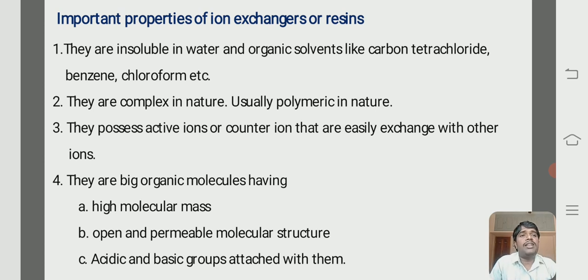Important properties of ion exchangers or resins. These ion exchangers or resins are insoluble in water and organic solvents like CCl4, benzene, chloroform, etc. They are complex in nature, usually polymeric. They possess active ions or counter ions that are easily exchanged with other ions, meaning those present in the solutions. They are big organic molecules having high molecular mass, open and permeable molecular structure, with acidic and basic groups attached to them.